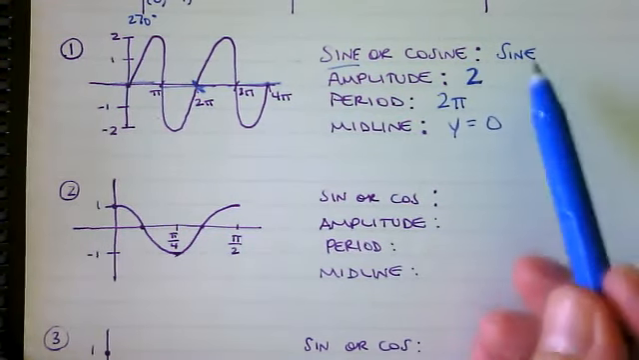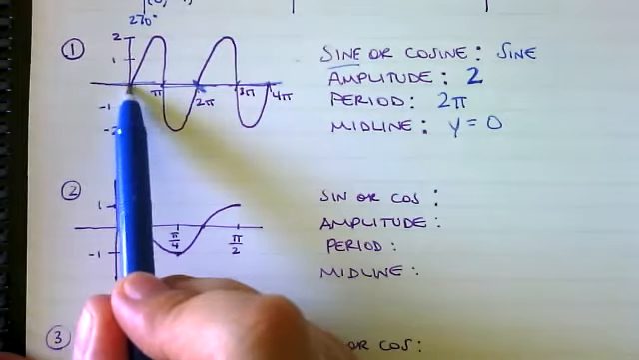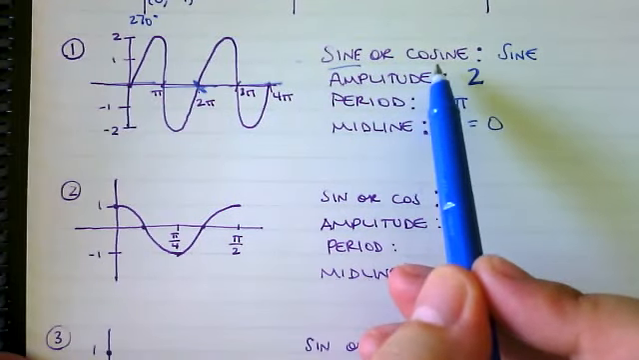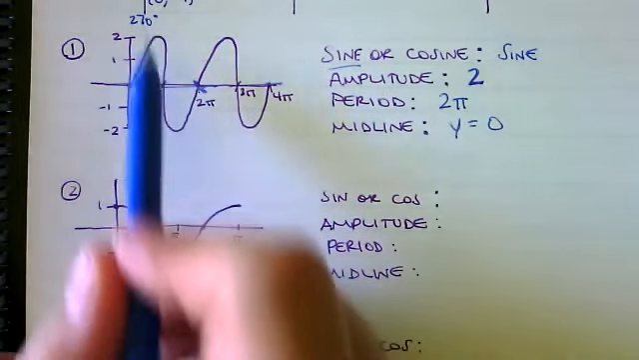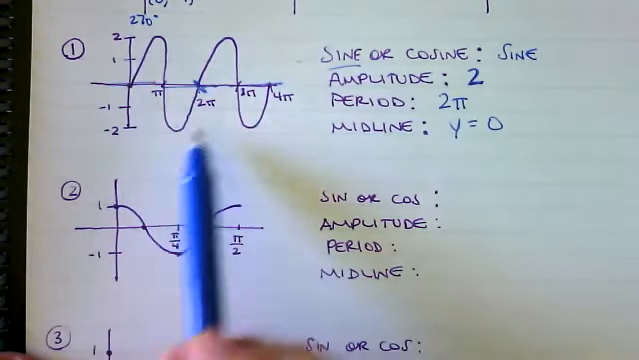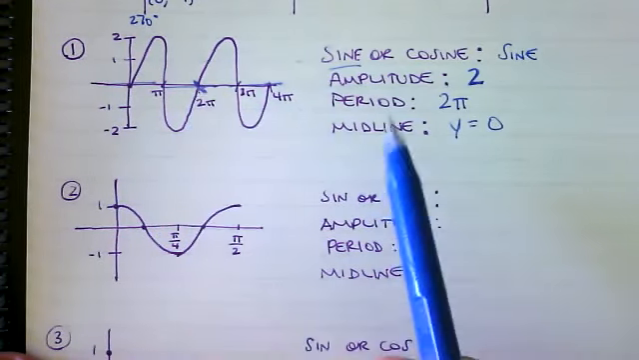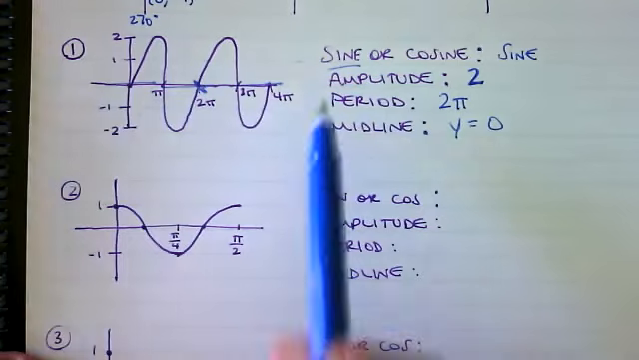Okay, so sine versus cosine, look at where it starts. If it starts in the middle, it's sine. If it starts up at the top, it's cosine. Amplitude is half of your total height, and then the period is when you finish one complete wave. Midline is where does it cut it in the middle.